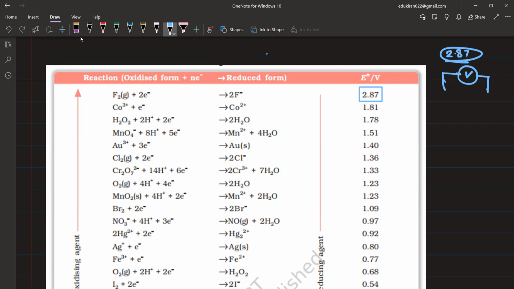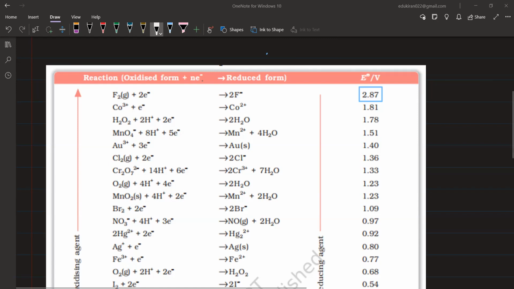Because a voltmeter is for a battery, correct? Volts, we talk about batteries, right? And if a battery has 5 volts, then what does it mean? Does the battery need electricity or does it give electricity? It gives electricity, right? So you have to understand these are like batteries. Whenever we have a positive value here, then this reaction, that means the reduction of fluorine, that means fluorine is eating up electrons and it is going to give electricity.